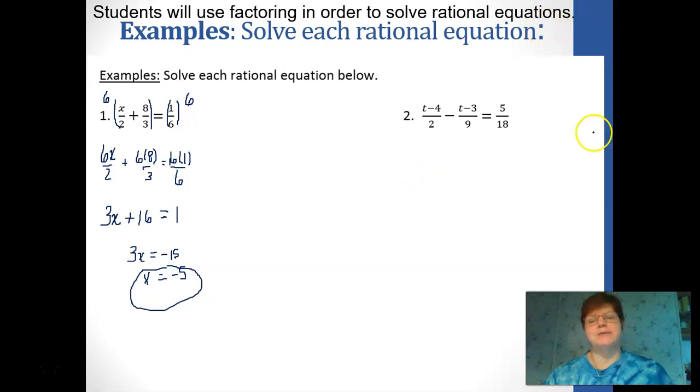All right, so we're going to do the same thing over here. We need to count by 2, we need to count by 9, we need to count by 18s until we find a number that's in all three lists. You use the smallest number. In this case, it's 18. So we're going to multiply everything by 18.